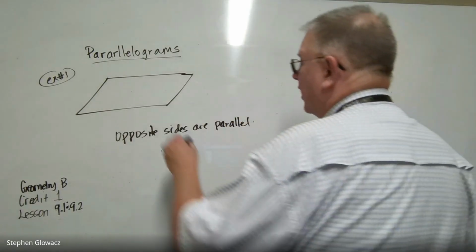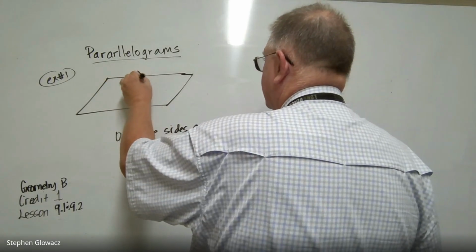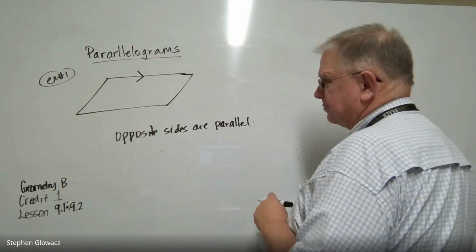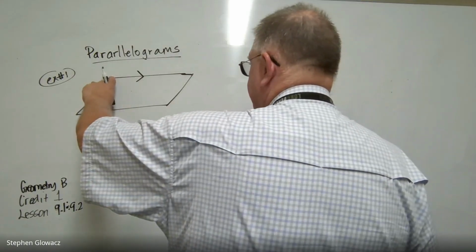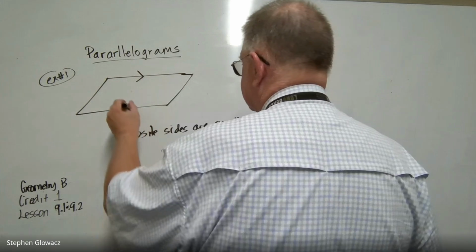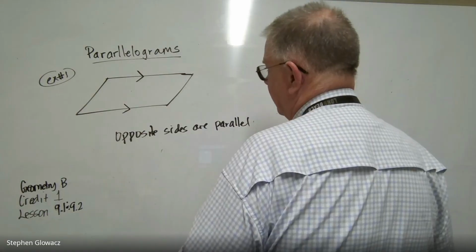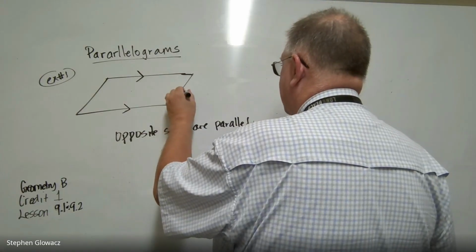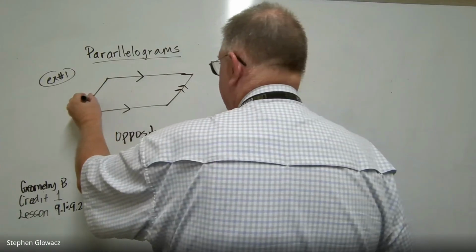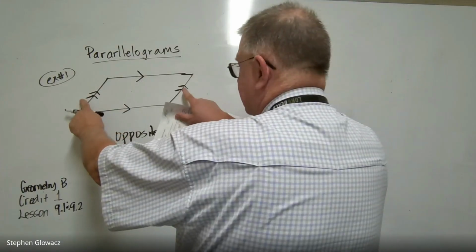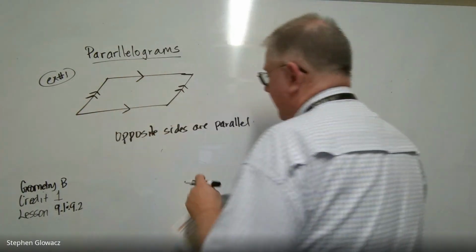And so we indicate this with the arrows. So remember, parallel means the 2 sides will always be the same distance apart. So it doesn't matter if we measure here or here, that distance is the same. So these 2 sides are parallel. So opposite sides are parallel. And then these 2 sides would be parallel as well. And we indicate that with the double arrow. So opposite sides here and here are parallel.